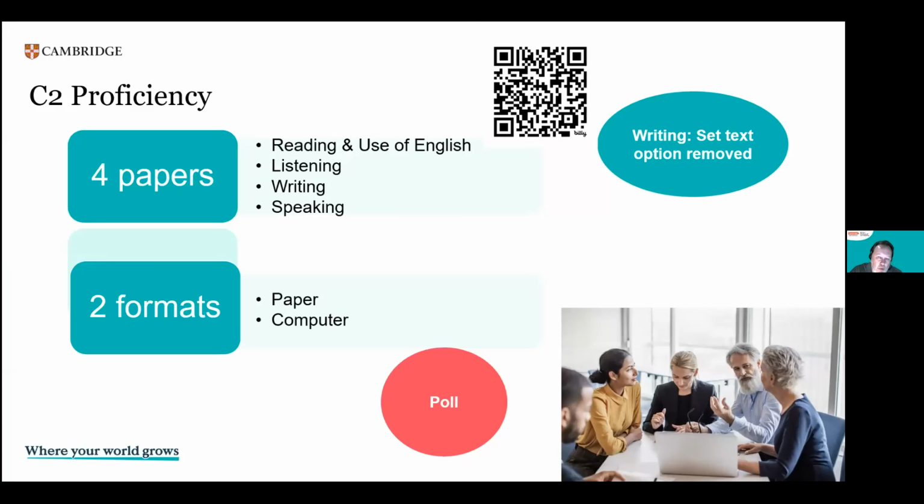Paper one has reading and use of English. Paper two is actually writing. Paper three is listening, and paper four is speaking. Okay. And there are two ways of taking the C2 Proficiency. You can take it paper-based, or you can take it computer-based.